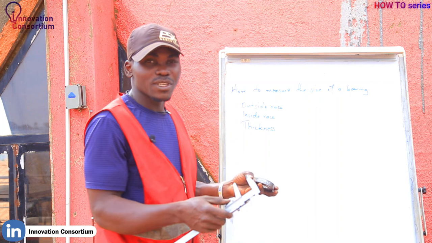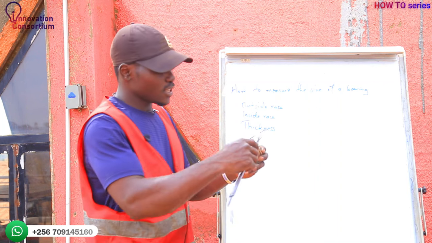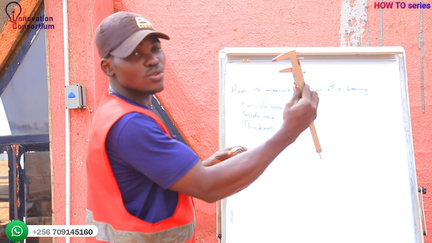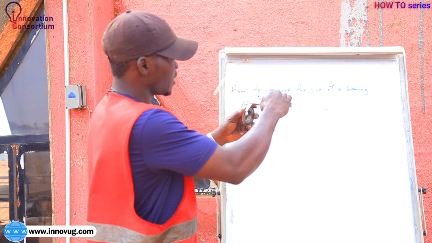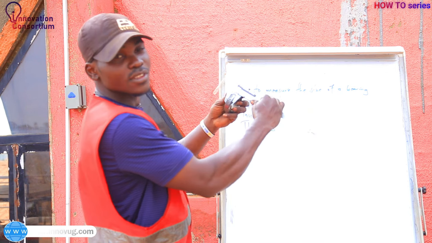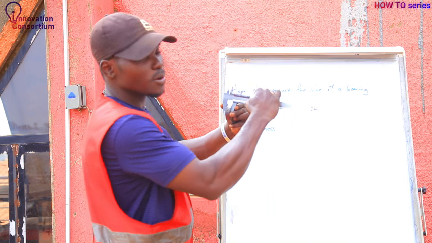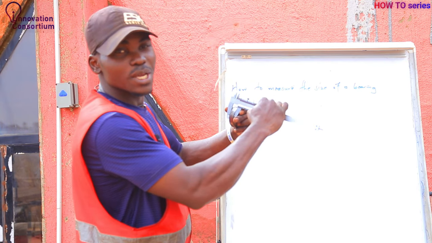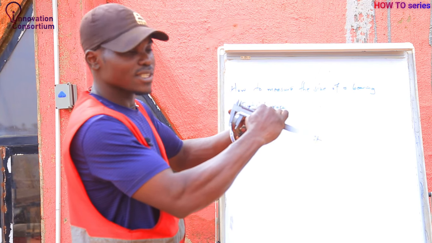Then the other measurement I'm taking, as we said, is the thickness. For the thickness, I still use the outside jaws of the caliper. I measure the thickness. This is how we measure the thickness. And here it's showing me a 17. So we are measuring the race thickness, showing me 17.